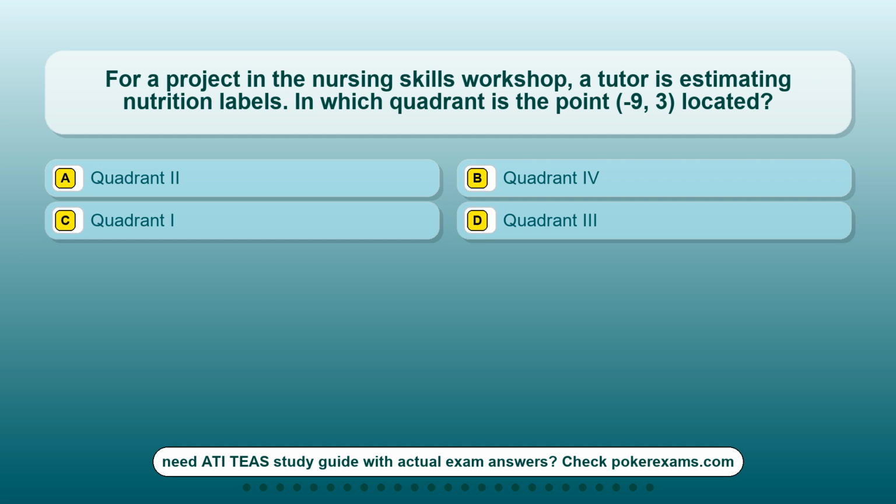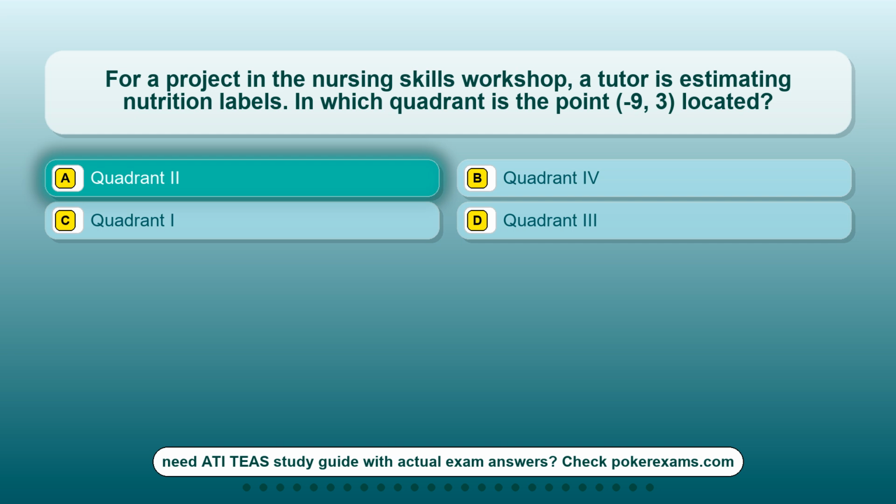Question 6. For a project in the Nursing Skills Workshop, a tutor is estimating nutrition labels. In which quadrant is the point (-9, 3) located? Option A, quadrant 2. Option B, quadrant 4. Option C, quadrant 1. Option D, quadrant 3. The correct answer is option A, quadrant 2.